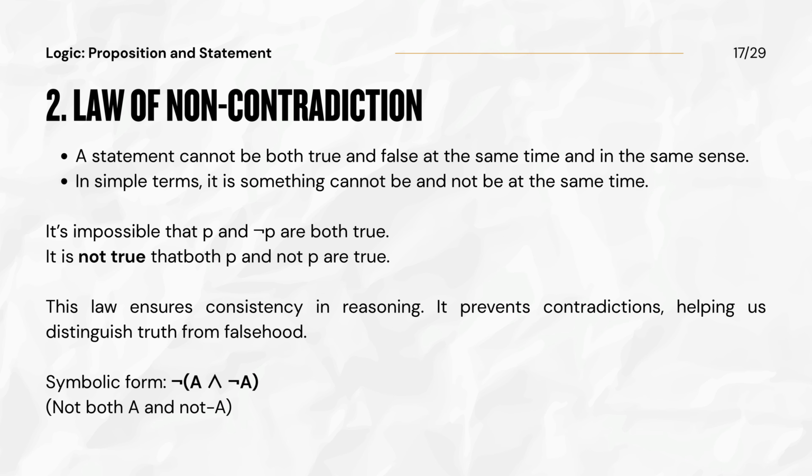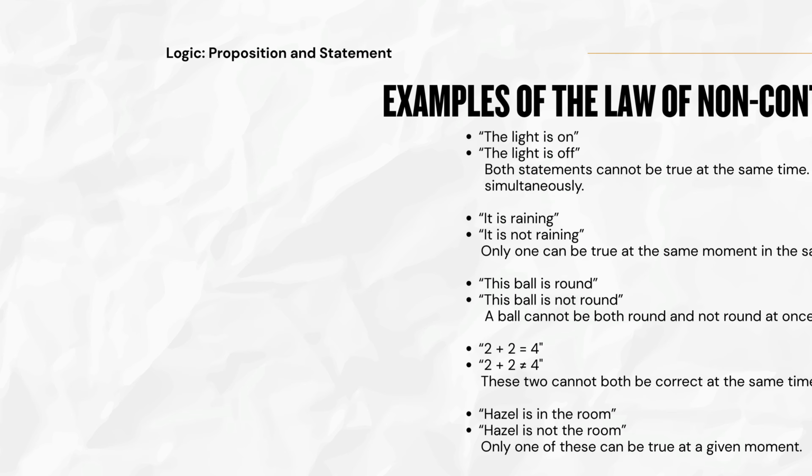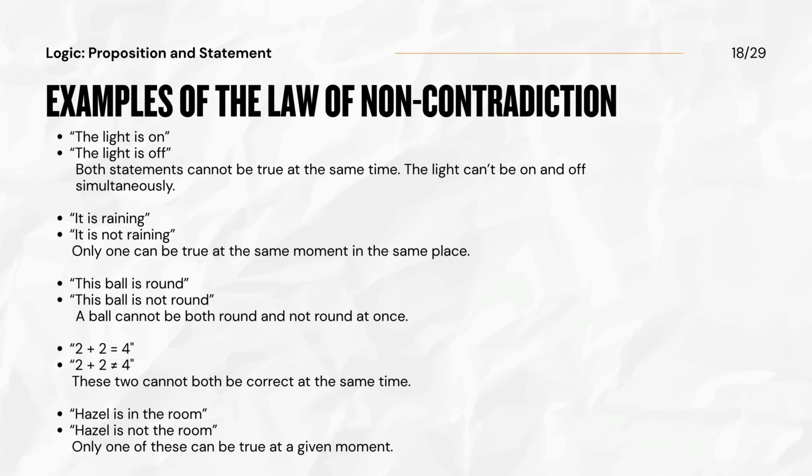So in other words, hindi pwedeng sabay na totoo ang isang bagay at kabaligtaran nito, vice versa. So this law ensures consistency in reasoning. It prevents contradictions, helping us distinguish truth from falsehood. So some of the examples of the law of non-contradiction.